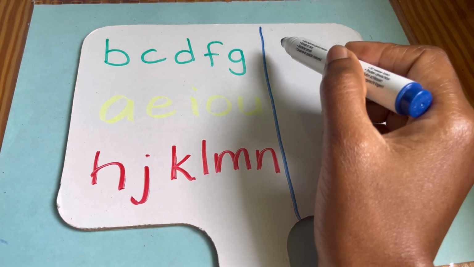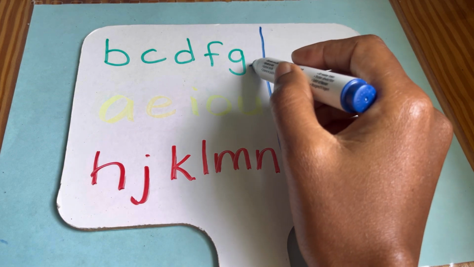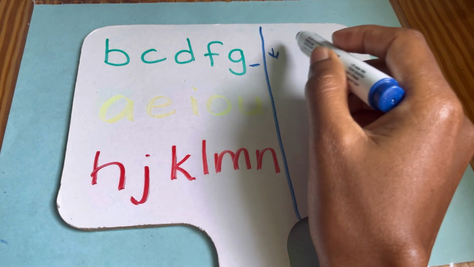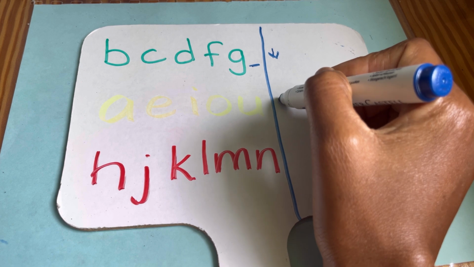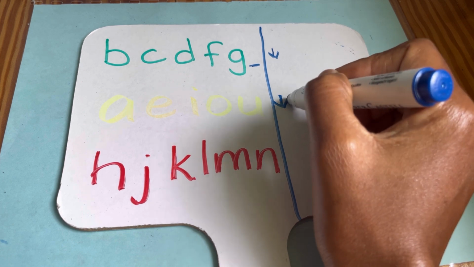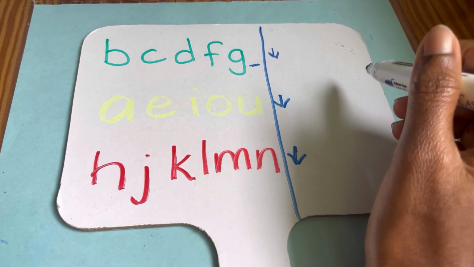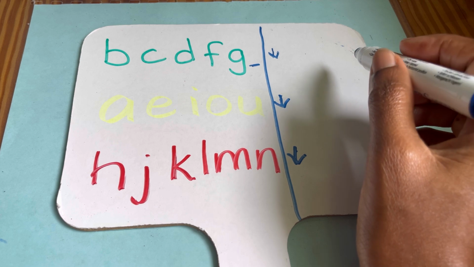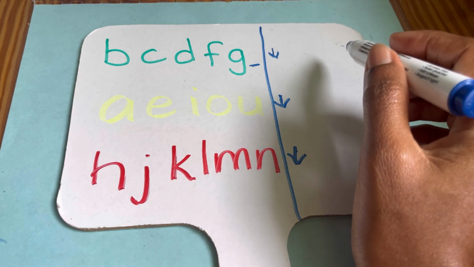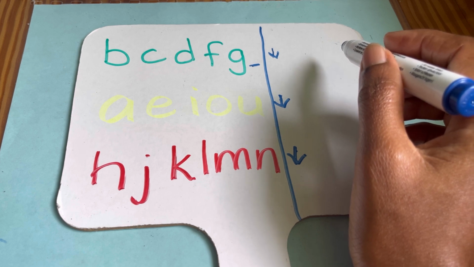So here we are going to be using stoplight colors. We have green, which represents the beginning sound in the word, then yellow, which represents the middle sound, and then red, which represents the ending sound. This activity would help the child to learn the position of each sound in writing and also in listening to the sound.